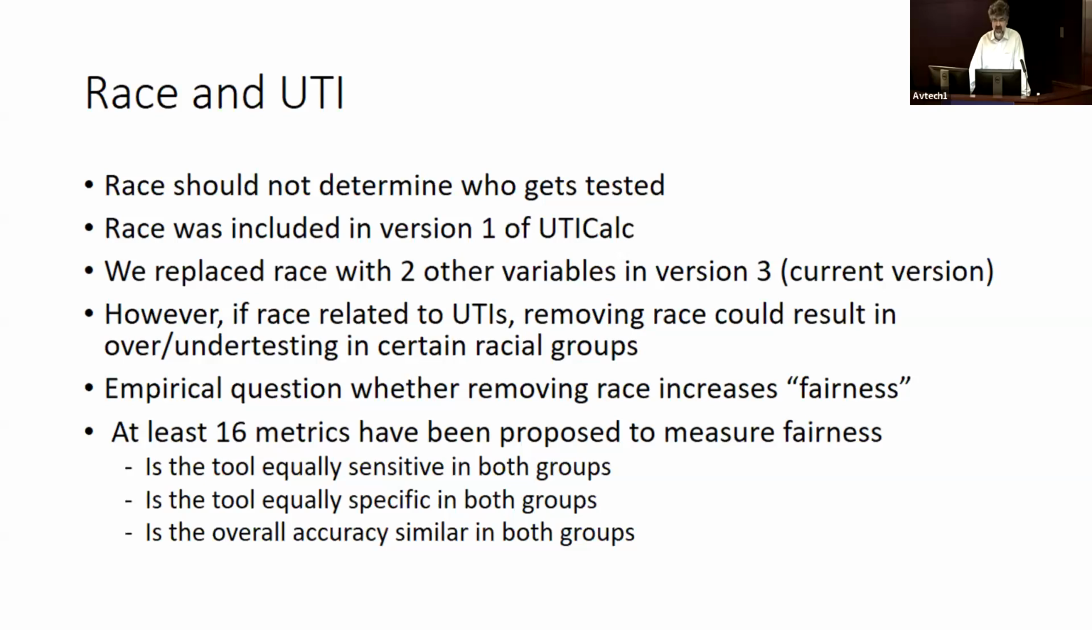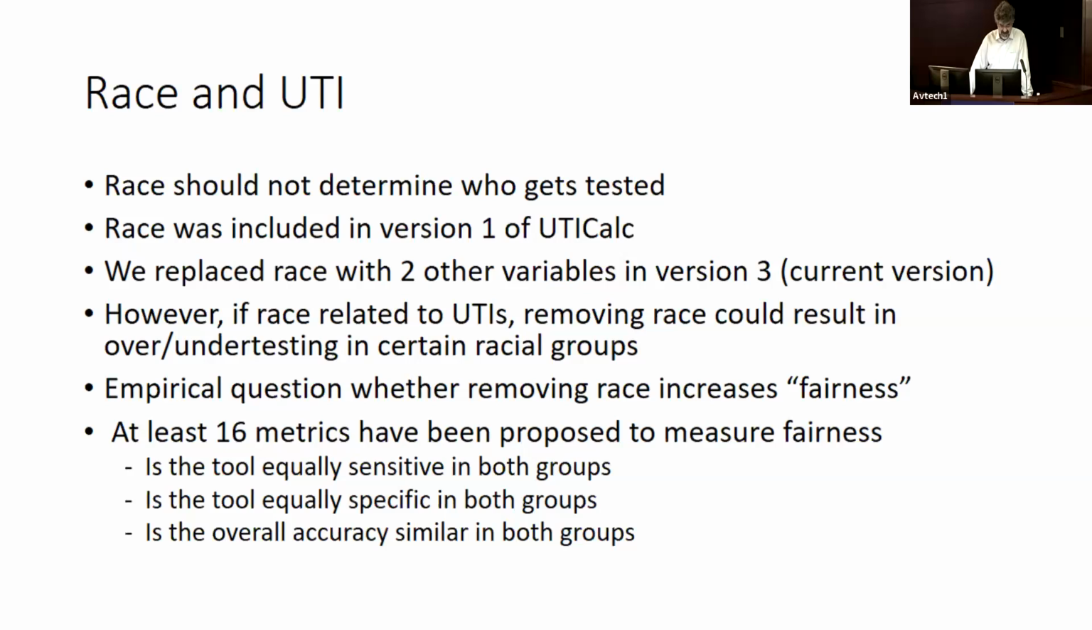Because empirically, there's a question whether taking race out might have made things look better, but might have decreased the fairness of the tool. If race is related to UTIs, it theoretically could have done that. So I wanted to see if the fairness of the tool and how it performed improved, and not just how it looked. I had no idea how to measure fairness. So I collaborated with colleagues at the School of Bioinformatics, and apparently fairness is a well-studied topic. The measurement of it has been extensively researched, and there are at least 16 ways to measure fairness.